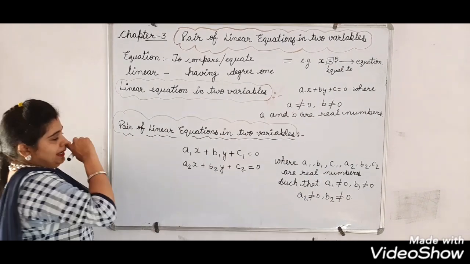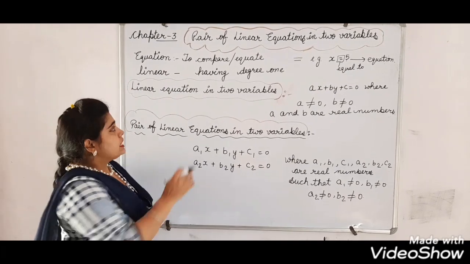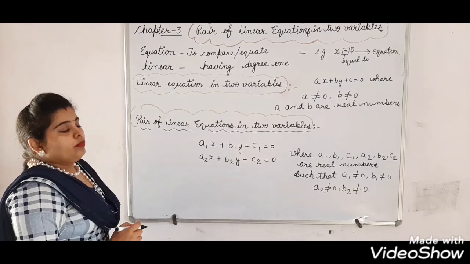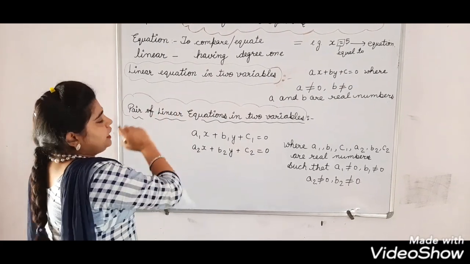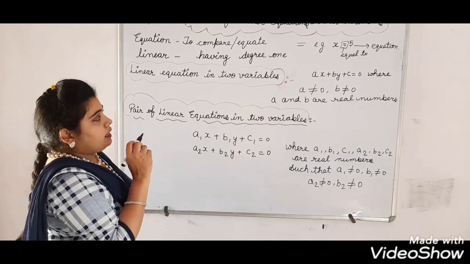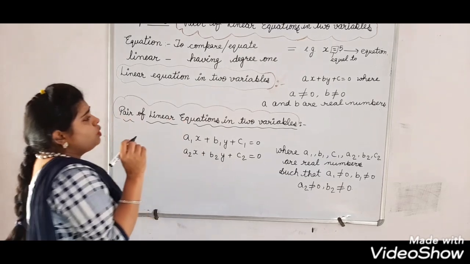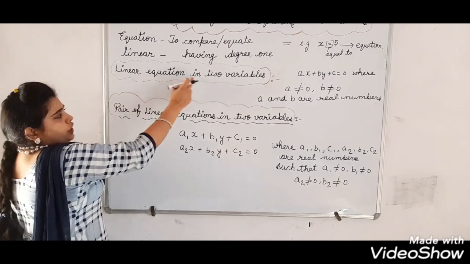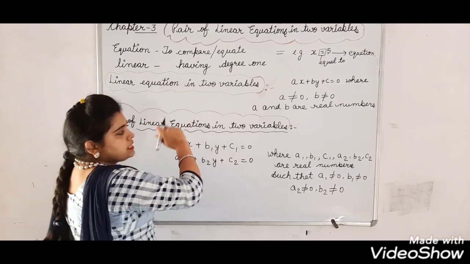After this, linear. As we have studied in previous chapter, polynomials, linear polynomials means having degree 1. In the same way, linear equation means an equation having degree 1. Now, linear equation in two variables, this concept we have studied in our previous class.